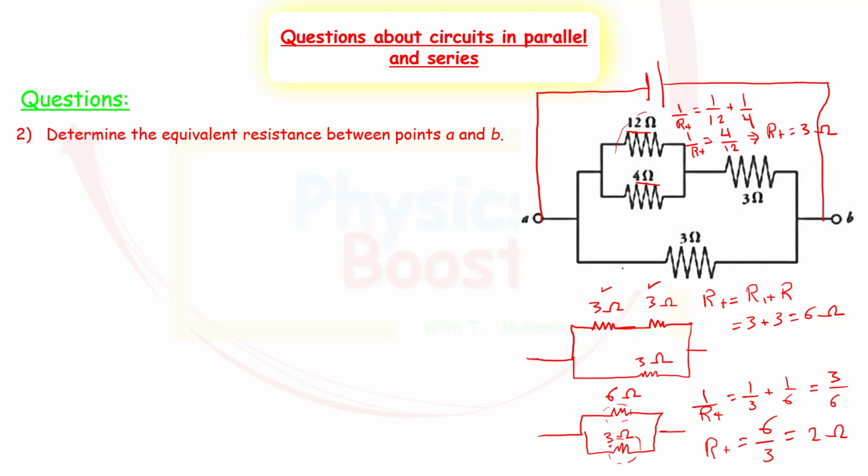Then I dealt with this resistor here and this resistance here, which were in series. Then finally I got this final simple shape with 2 resistors connected in parallel. Now, if we look at the choices, we can see clearly that the answer here is equal to 2 ohms.